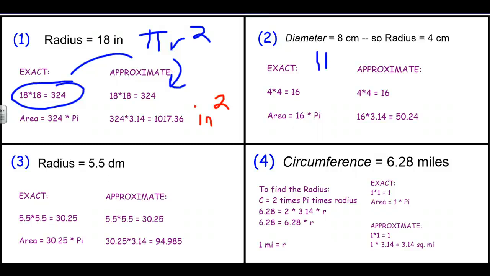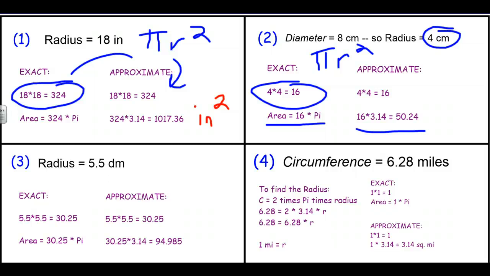The area formula is pi r squared. The radius is 4. R squared is 16, so the exact area is 16 pi. The approximate area is 16 times 3.14, which is 50.24 centimeters squared.